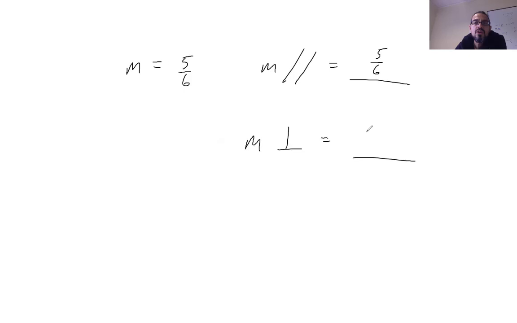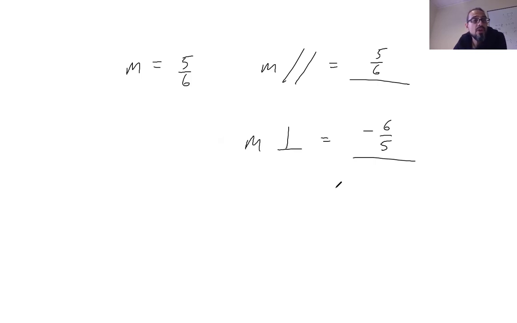You start with a slope, m is equal to 5/6. The slope that would be parallel would be equal to 5/6. The slope that is perpendicular would be equal to, it's positive now, negative 6/5. And that's it. That's all there is to it. You know, parallel lines, same slope. Perpendicular lines, the negative reciprocal.